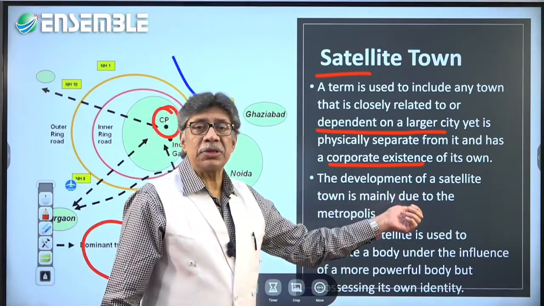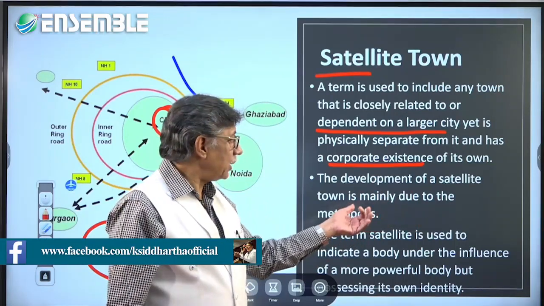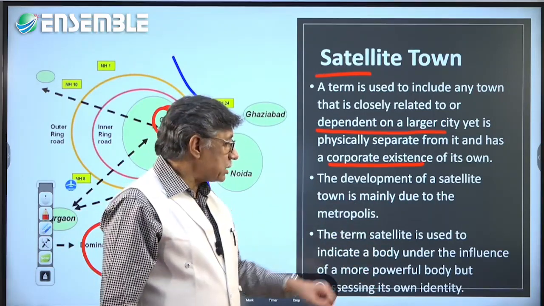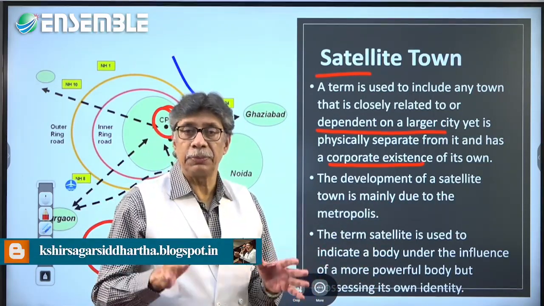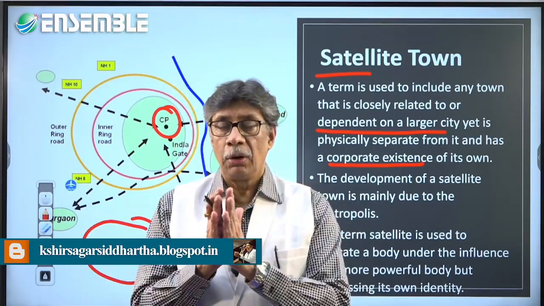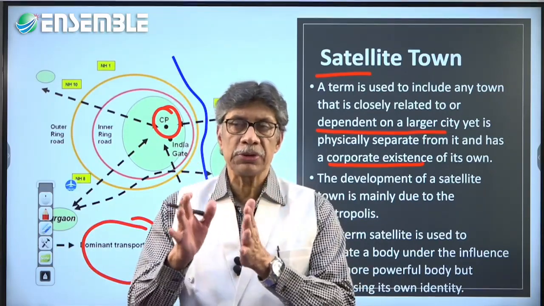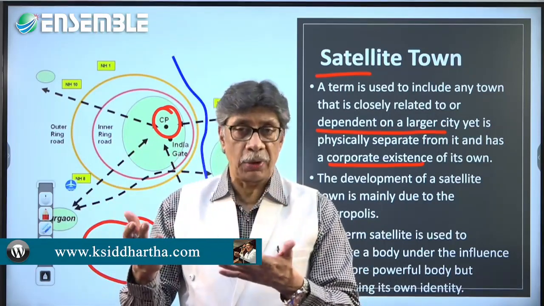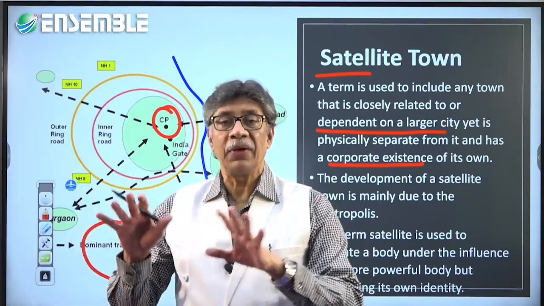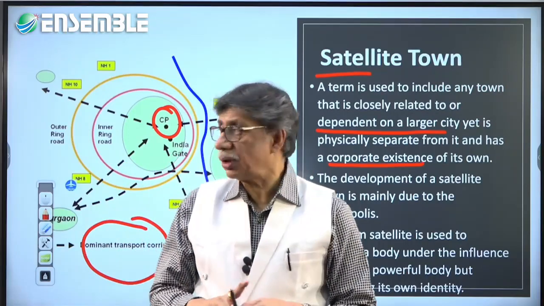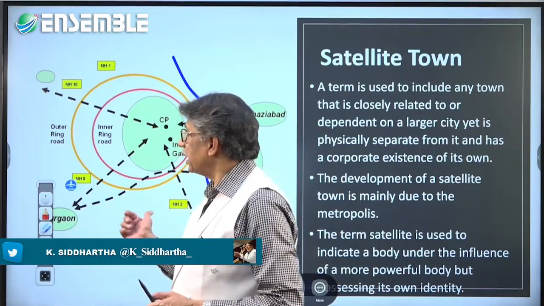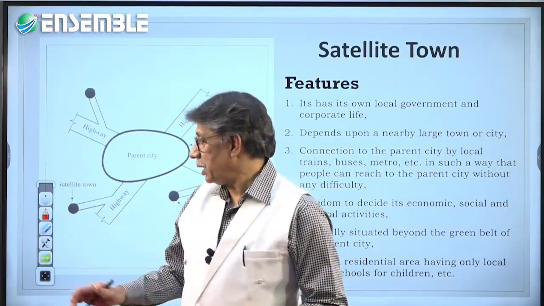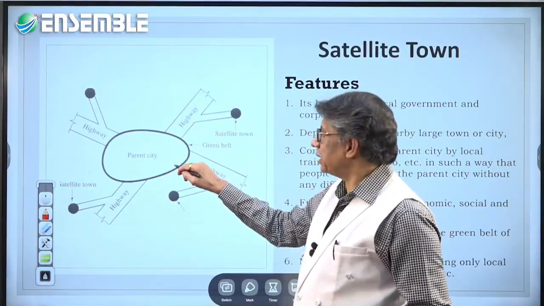So the development of a satellite town is mainly because of the metropolis, that is the main metropolis. The term has been used essentially for a powerful body that separates the main city under the influence of a more powerful body, and which goes on to have its own identity as well, both of them comprising it, so that it is going to be separate, but at the same time it is going to be one also. You can imagine a hypothetical picture of it.